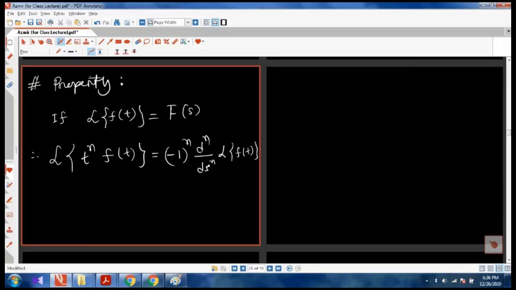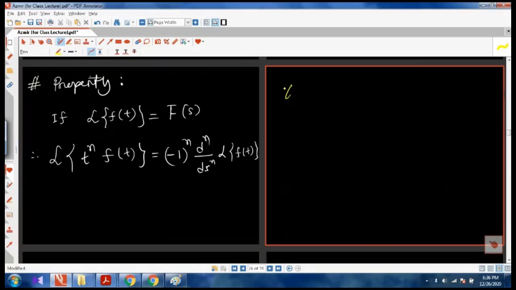Suppose, let me think about a problem so that it goes with this property. Suppose we have the Laplace transformation of t squared sine 4t. Okay, so the Laplace transformation of t squared sine 4t.